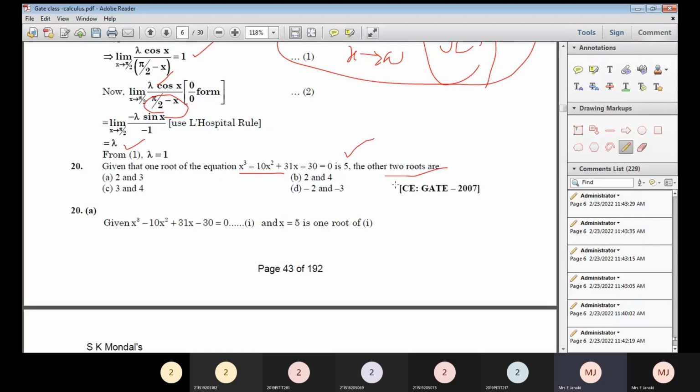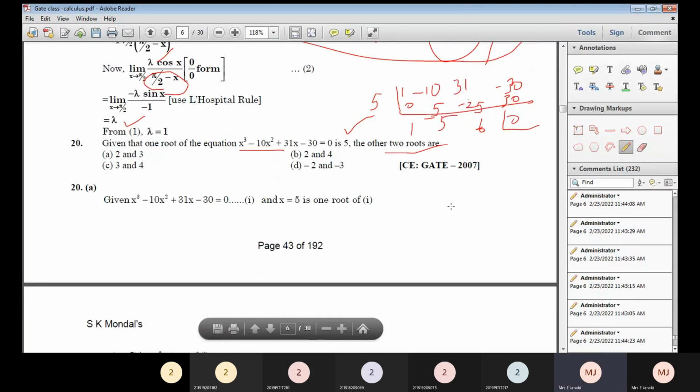So clearly 5 is one root that is given. Since this is a cubic equation, you can use synthetic division here. The coefficients are 1, minus 10, 31 and minus 30, and 5 is the root. 1 into 5 is 5, giving minus 5. Then 5 times minus 5 is minus 25, giving 6. Then 5 times 6 is 30, and minus 30 plus 30 is 0.